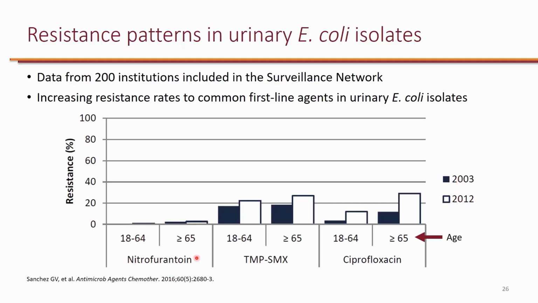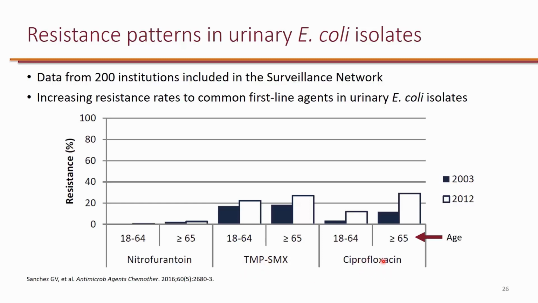So that's why nitrofurantoin is a really good agent to use empirically. When you look at the trim-sulfa, you can see that in 2012, for both age groups, the resistance rate is more than 20%, which is more than the threshold that the IDSA recommends. So that's why trim-sulfa should not be used empirically.